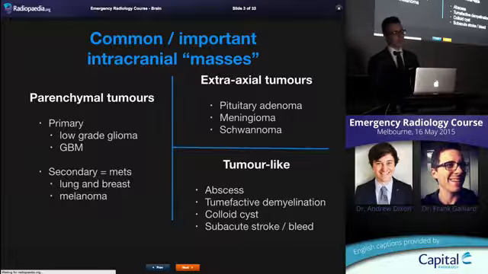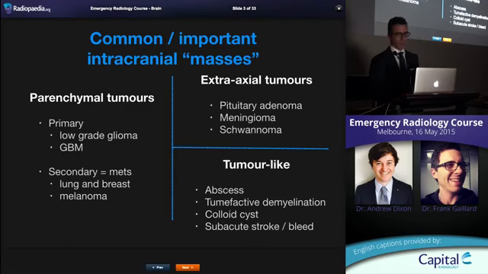So these, I sort of just made these up. There's no real list. These are some of the common ones. You'll recognise these. We're going to try and cover most of these and really pick out the important ones which you need to know for your daily practice.